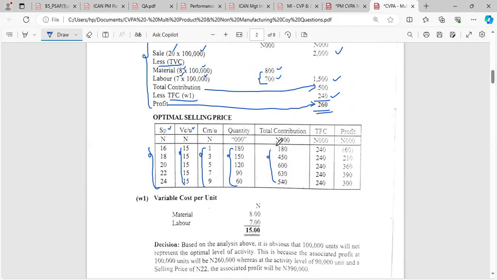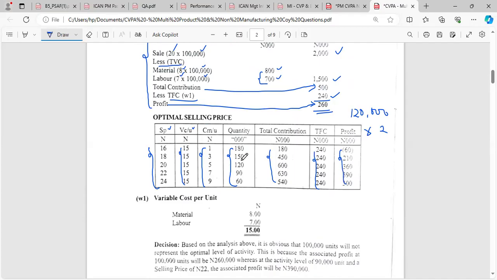When you get total contribution, you only need to remove total fixed costs. And remember that our total fixed cost does not change. It is 120,000 units, from inception, multiplied by 2, so it is now 240. That's what we got, 240 here. So total contribution minus total fixed cost is how we get our total profit.